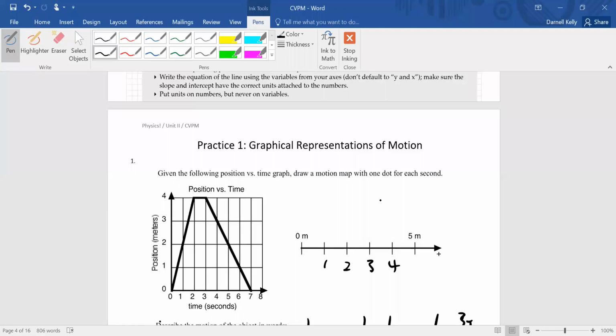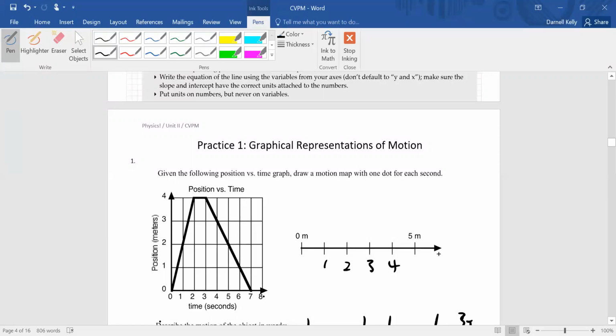I'm going to start drawing a line, the upper part of this number line here. Eventually we're going to come backwards, because in position versus time, we increase our position from 0 to 4, then we are still for about 1 second, and then we come back to the origin. We want to represent that another way in terms of a motion map.